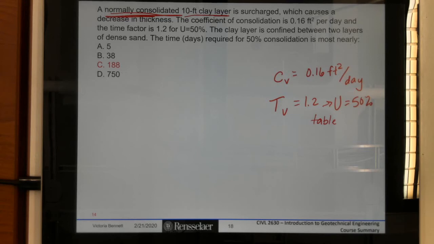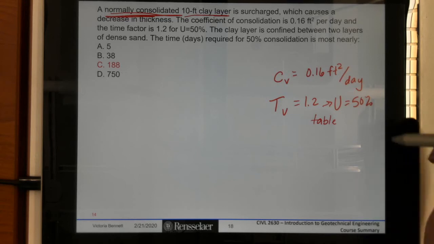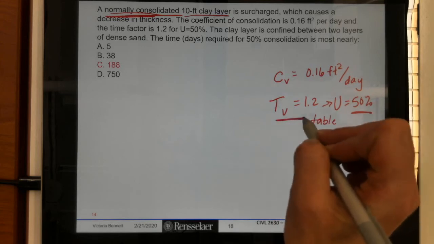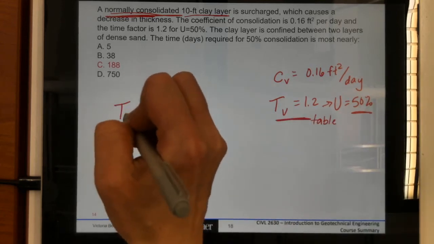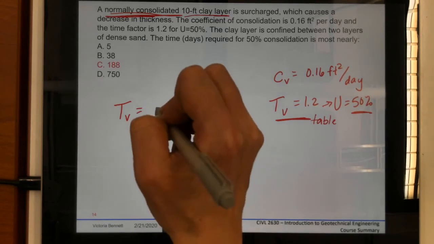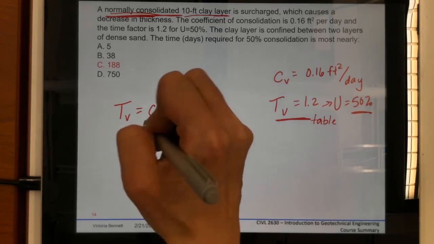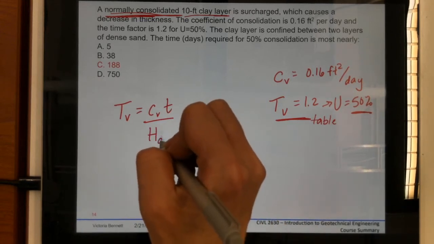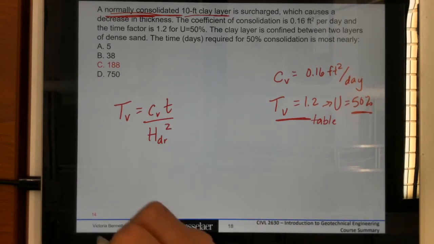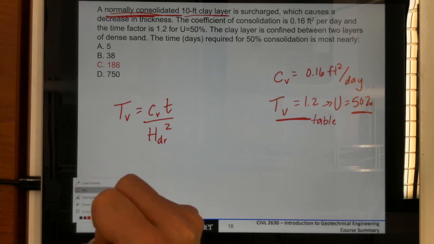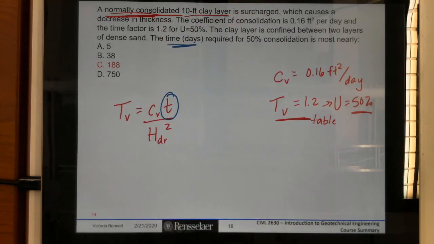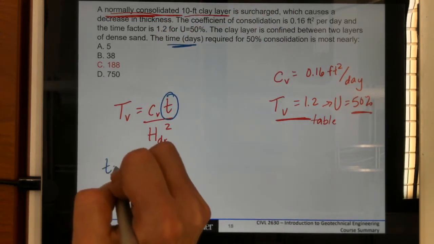The time, they want to know the time in days required for this 50% consolidation. So, like I say, they're giving you this time factor, and we saw that at the bottom of that table of values for the how long piece of consolidation. And they want to know the time in days required. So we're solving for the lowercase t.